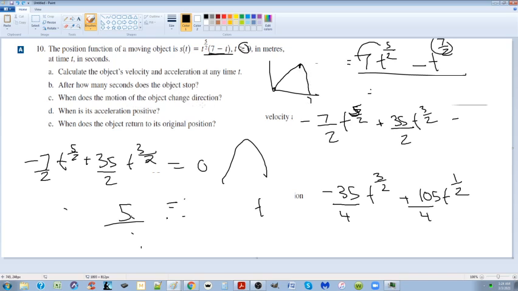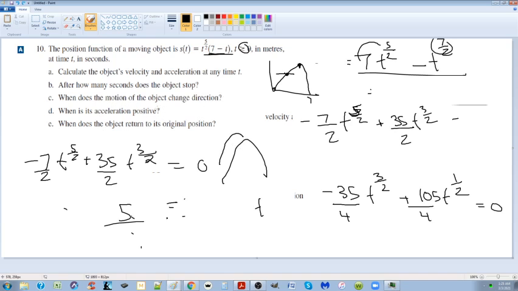When does the motion of the object change directions? That would be, I believe, at the same time, unless they want the inflection point. I mean, you could set the inflection point to equal 0, go through the same rigmarole. Is that what they want? No, they're just talking about 5 seconds again. Well, yeah, of course, when it goes up, right there, it's changing its direction.